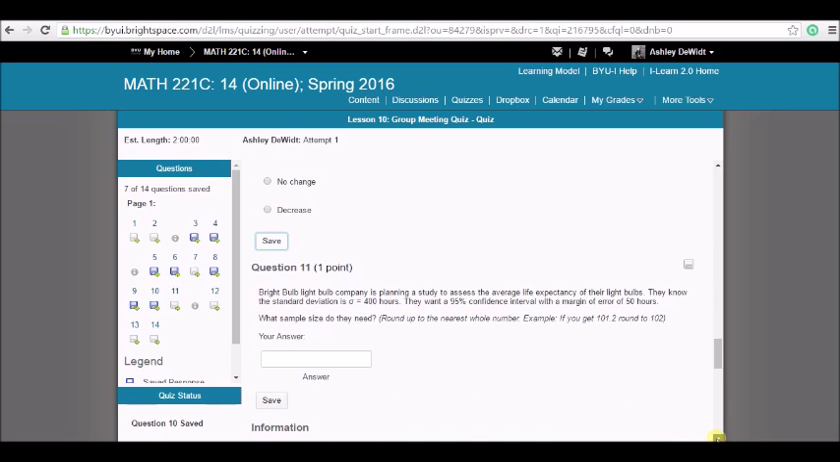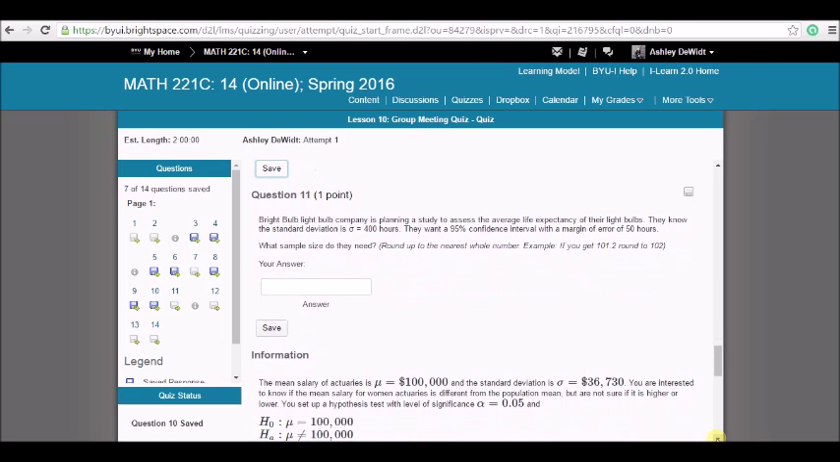A light bulb company is planning a study to assess the average life expectancy of their light bulbs. They know the standard deviation is 400 hours. They want a 95% confidence interval with a margin of error of 50 hours. What sample size do they need? That is a good question.